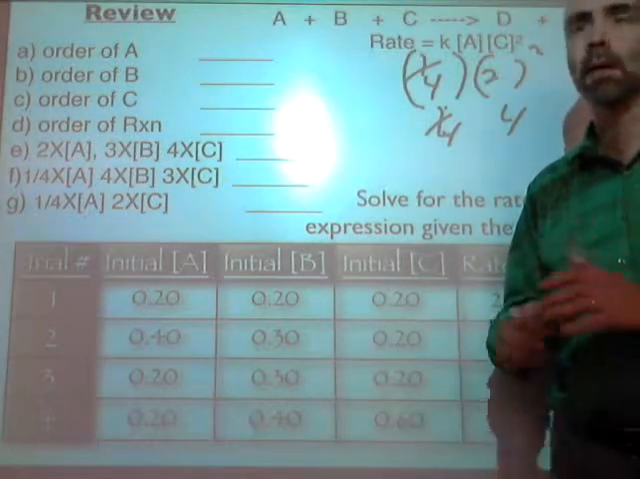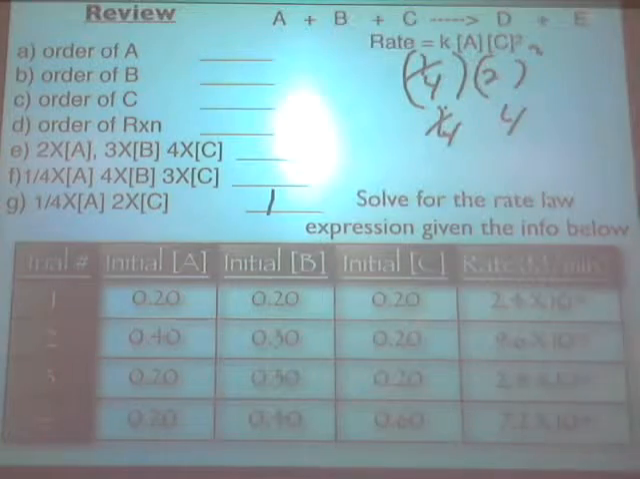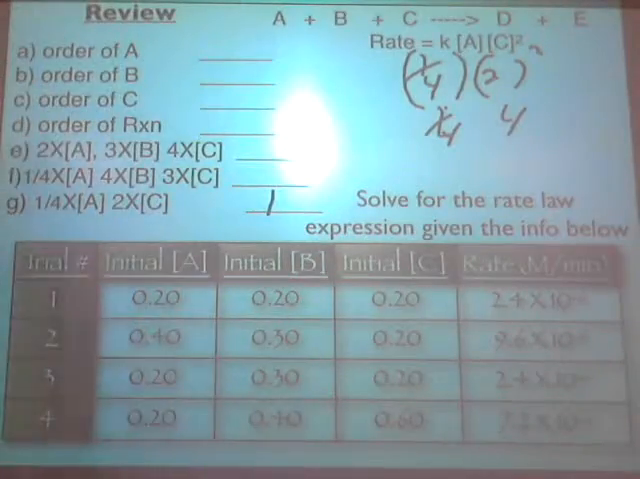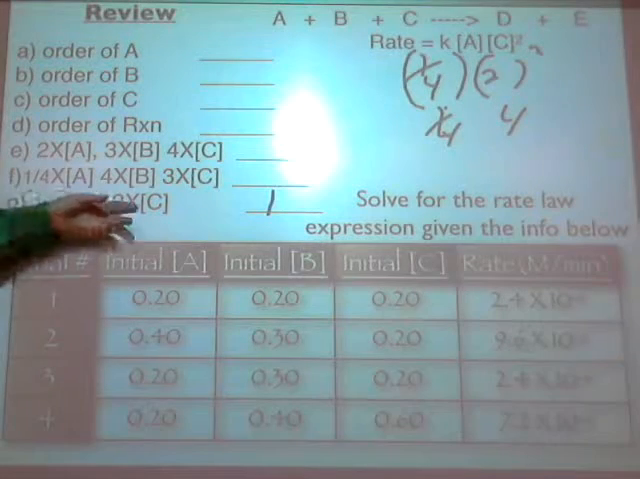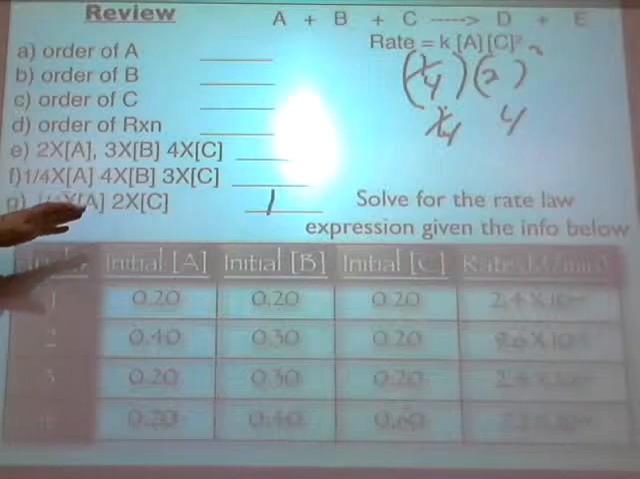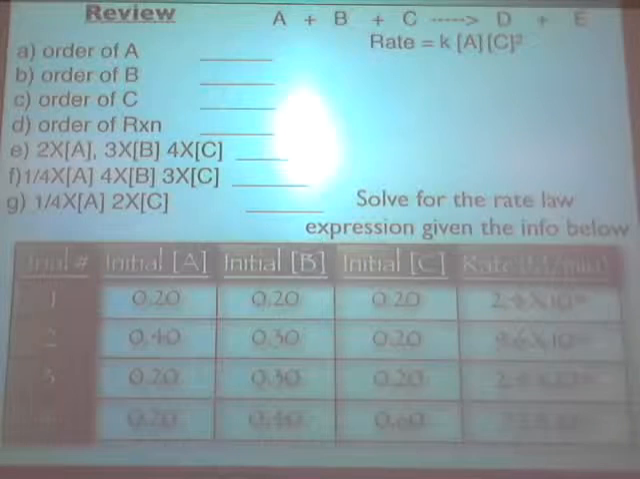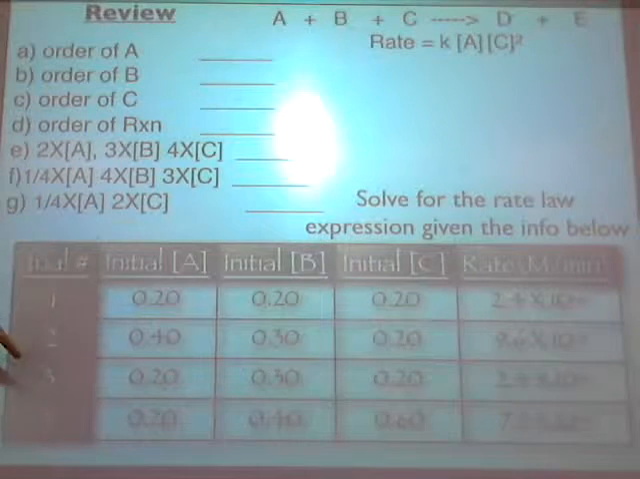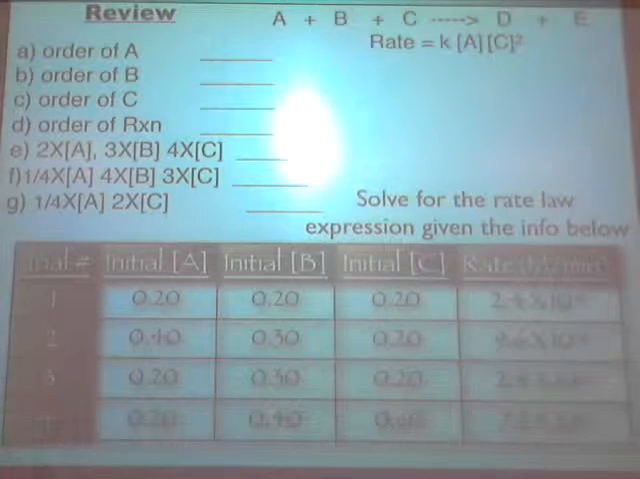Don't put 0. It's 1, right? Okay, that's a good mistake that people make all the time. 1, not 0. 0 means the reaction stops. You don't do this and the reaction stops. You do that and the reaction didn't change. That's possible. All right. Now, solve for the rate law expression given this guy right down here.